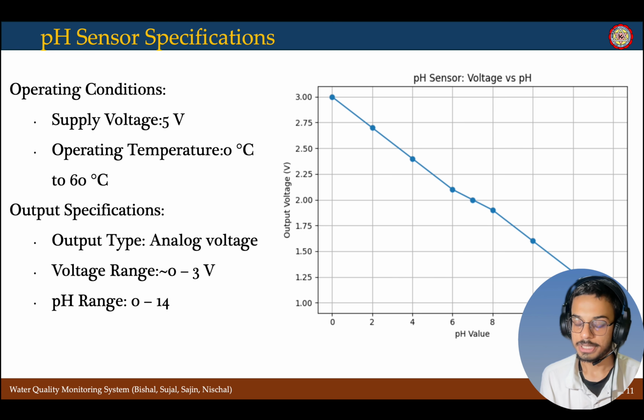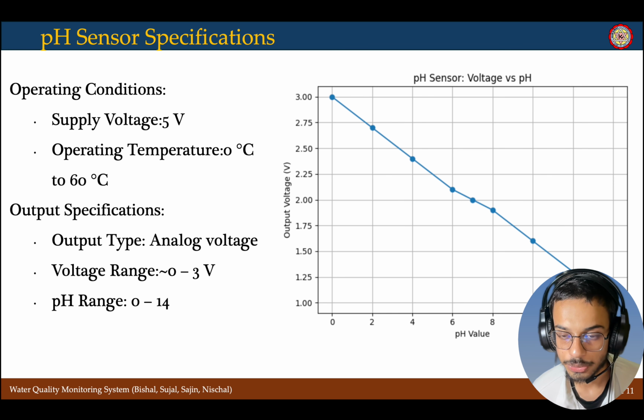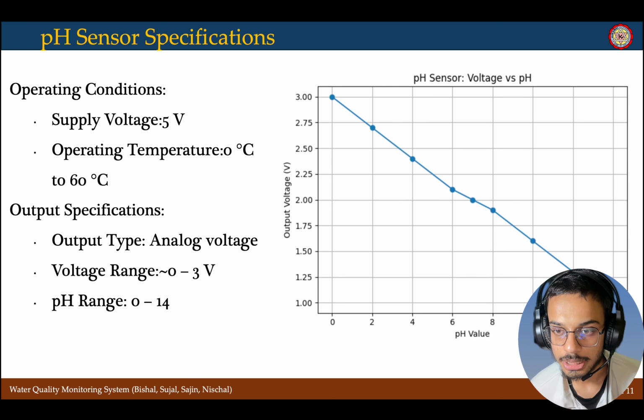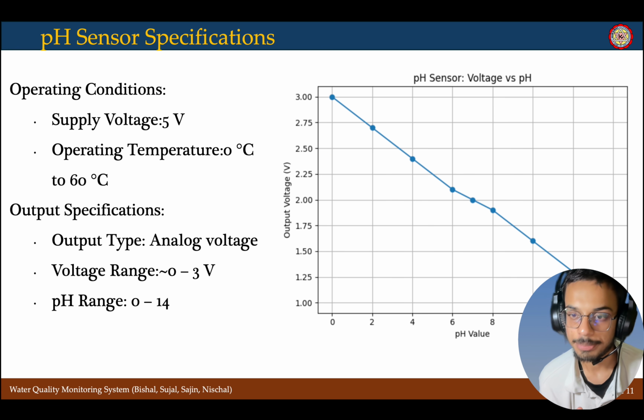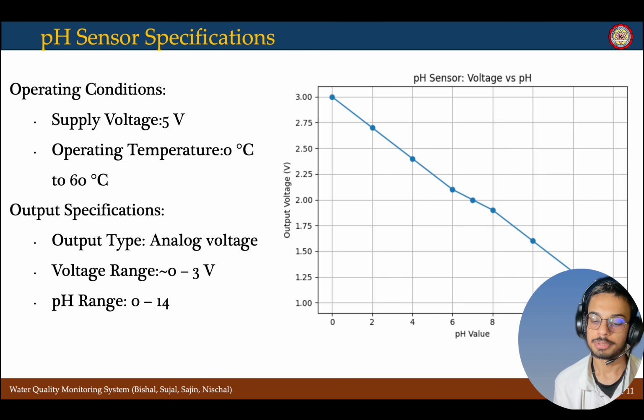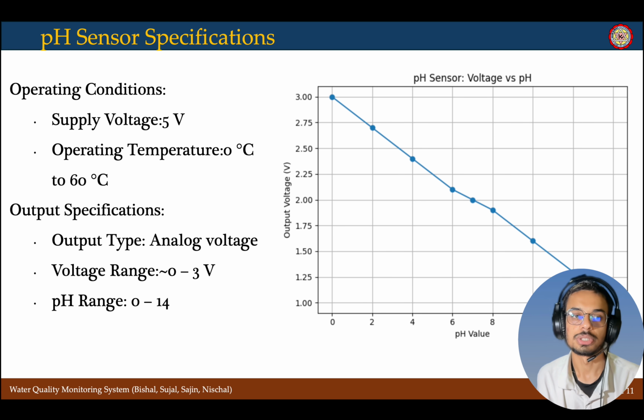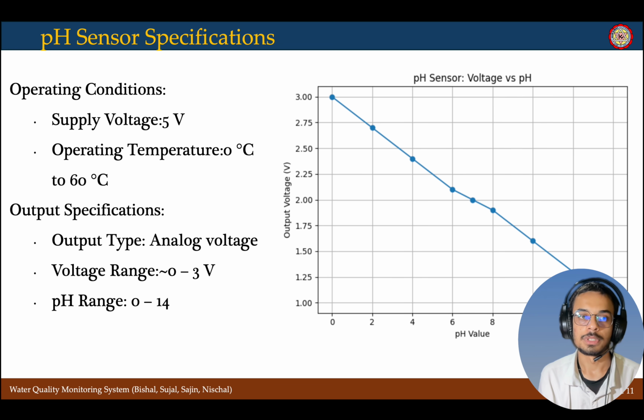Less voltage means high pH, which is shown in the graph. We can see that for less voltage, there is a high pH. That is for 5 volt, a difference of minus 95 volt, which is less voltage. For a less voltage output there is a high pH, because low H plus ion concentration means high pH. So in this way, this sensor works. Operating conditions: supply voltage is 5 volt, operating temperature 0 degrees Celsius to 60 degrees Celsius, and the output is analog type, with voltage ranging from 0 to 3 volt, and the pH range is 0 to 14.